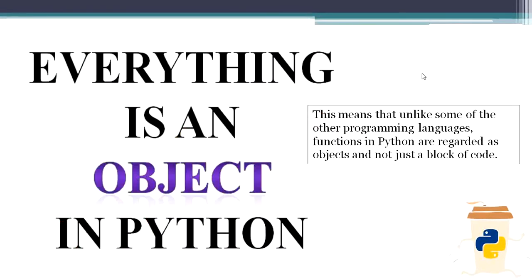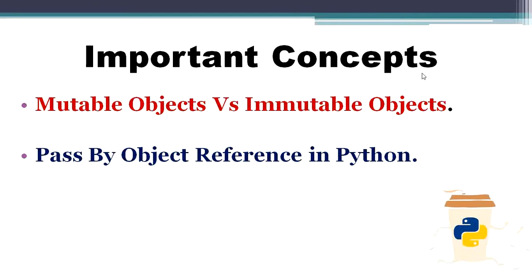To explain this, I want to remind you of one of the thumb rules in Python. Everything is an object in Python. This means that unlike some of the other programming languages, functions in Python are regarded as objects and not just a block of code. So, that brings us to some of the most important concepts that we need to know to understand why there's a variation in our output. These concepts include mutable objects and immutable objects and pass by object reference in Python. We already have an article which discusses the concept of pass by object reference, and I highly recommend you to have a look at that article.